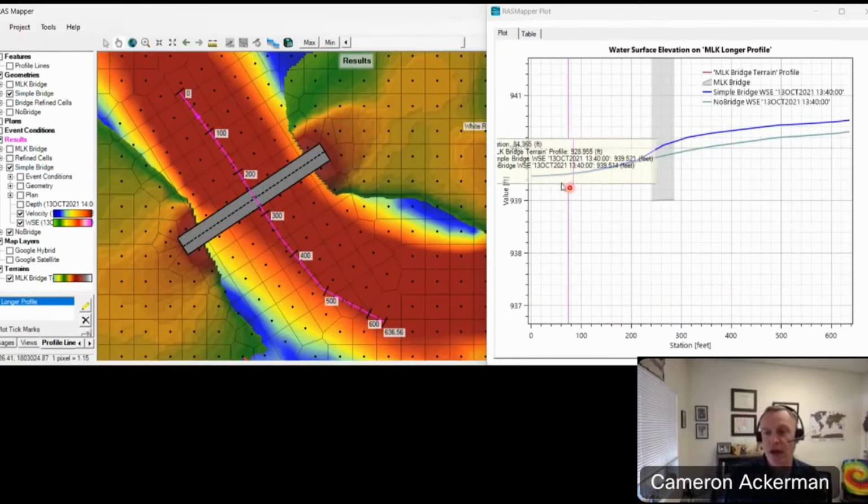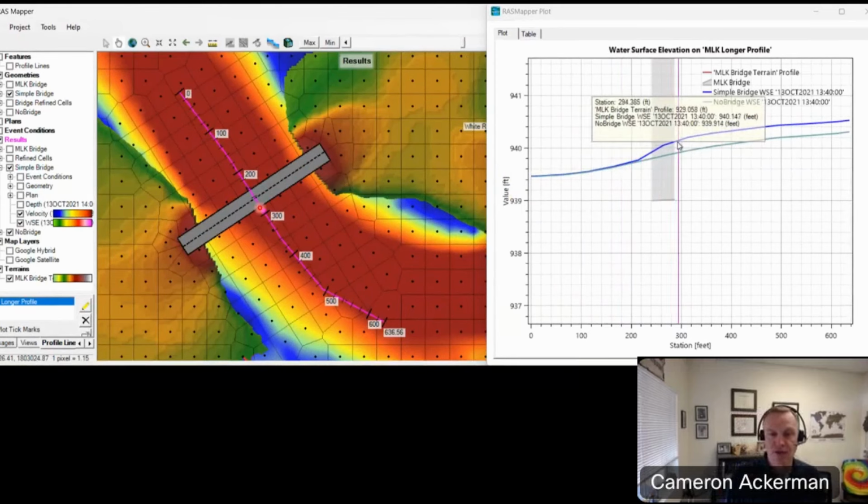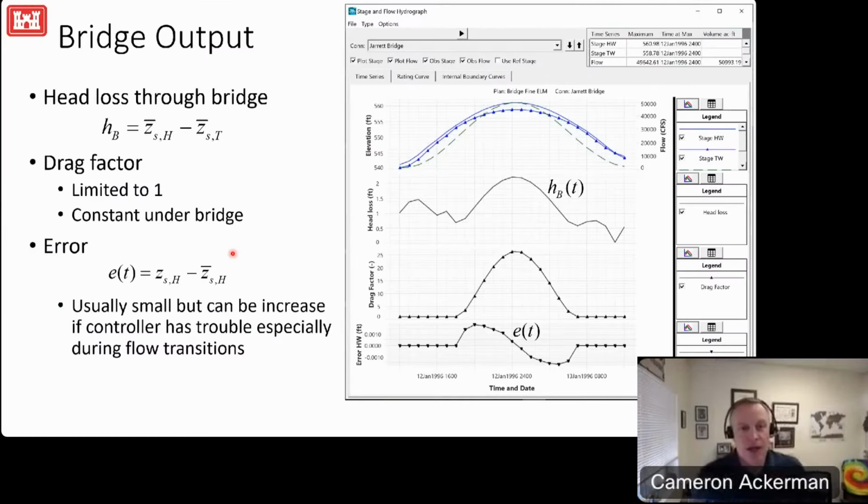If I want to know where I am at any point along this profile, you can scroll along it and you'll see over here, it's showing you where that location is along the profile line. And then the last little bit of bridge output, the latest thing that Dr. Sanchez has added is the ability to plot head loss through the bridge. So here you can see we can plot the head loss at any given time step through the bridge. You can see the drag factor that's being applied in order to get the head loss correct across all of the faces under the deck.